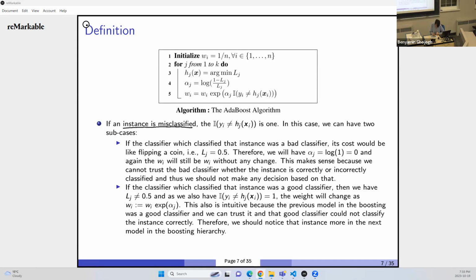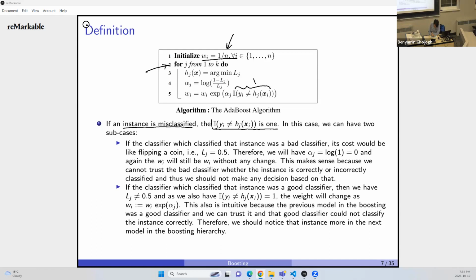However, if an instance is misclassified, this becomes 1. Then wi becomes wi times e to the power of alpha j. So basically, we change the weight. This is exactly what I started with. I said, if a point is misclassified, I need to weight it for the next model. When I say weight it, I mean change the weight. Because initially, all of the weights are equal to each other, and they are 1 over n. Why do I initialize them by 1 over n? Because I want the weights to sum to 1 with equal weights. Then, gradually, I modify the weights as I go down in the hierarchy. So this for loop is going down in the hierarchy; it's the loop over the models.